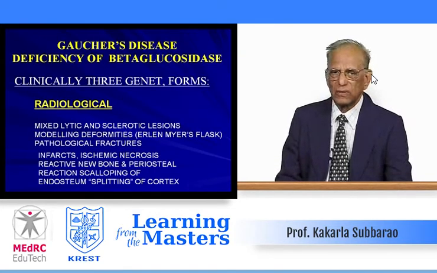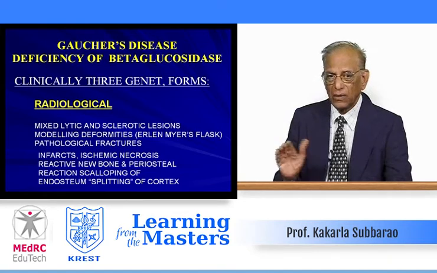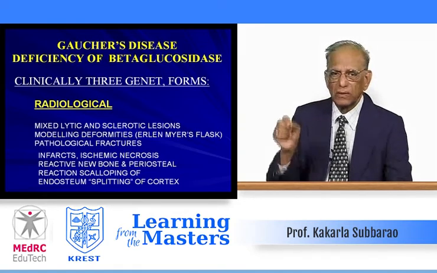Next entity is Gaucher's disease. It is rather uncommon, but still we see a case of Gaucher's disease once in a while. This is deficiency of beta-glucosidase. Clinically, three genetic forms are noted. Radiologically, mixed lytic and sclerotic lesions, modeling deformities, Erlenmeyer flask type of femora, pathological fractures, infarcts, ischemic necrosis, reactive bone and periosteal reaction, scalloping of the endosteum and splitting of the cortex.